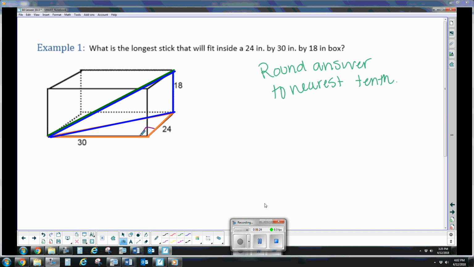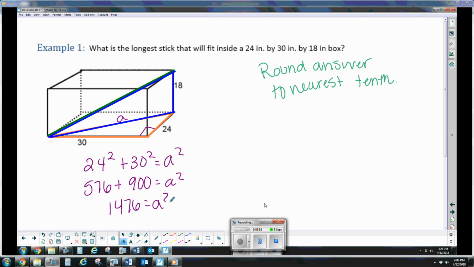So in this right triangle, one leg is 24, the other leg is 30, and we're looking for the hypotenuse, which we're going to call A. So 24 squared is 576, 30 squared is 900, that's equal to A squared. 576 plus 900 is 1476, that's equal to A squared.